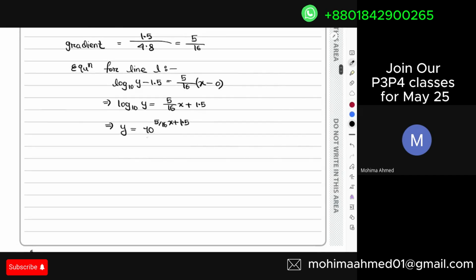Okay, as I was saying, I can keep my answer again in this format, or I can also further explain the entire power, split the entire power. So if I split it, I'm going to get 10 power 5 by 16x. We have a plus here. That means obviously this was multiplied with another 10 power 1.5. I can break down 10 power 1.5, right? 10 power 1.5 is actually 31.622.